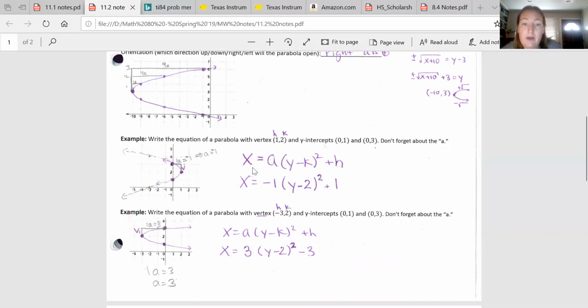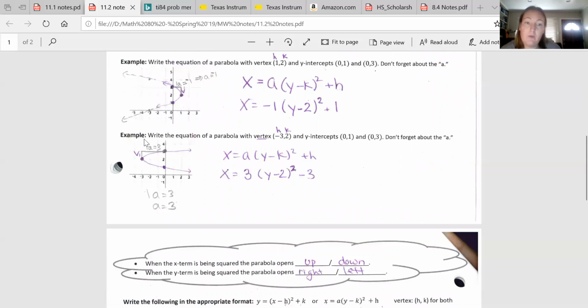And then you could write your equation as x, because it's opening up right or left, equals the a, which is -1, times (y minus your k, so -2) squared, plus your h, which is 1. So the vertex is always (h, k), but the position is backwards from what you are used to from your parabolas that open up and down.